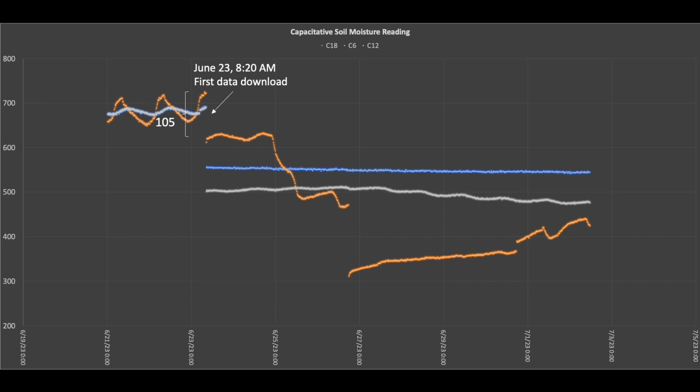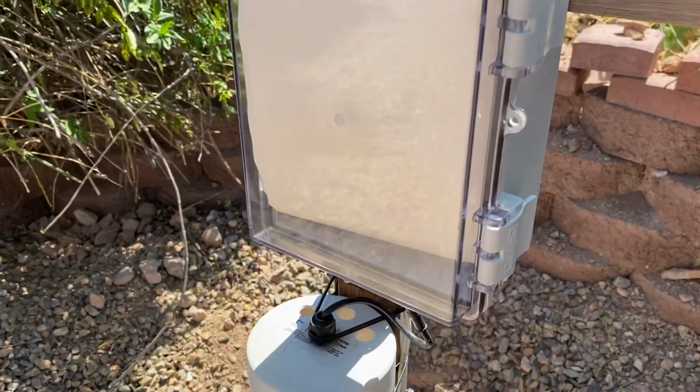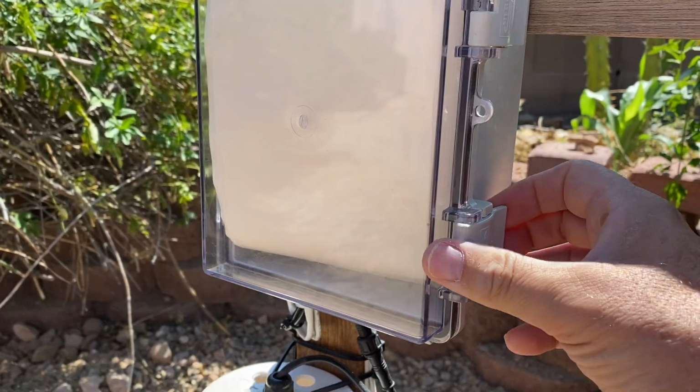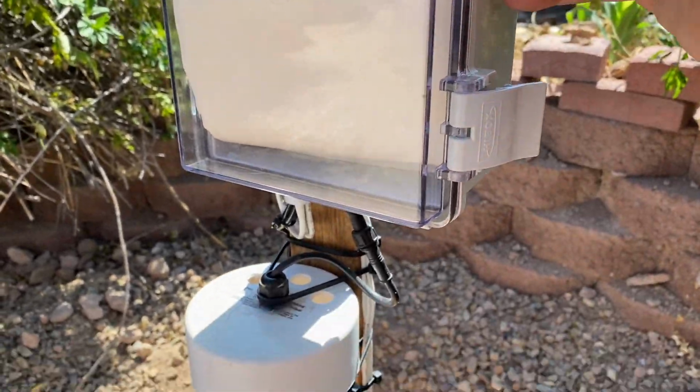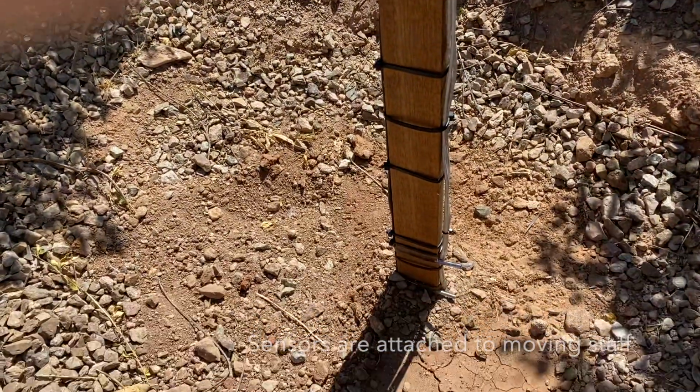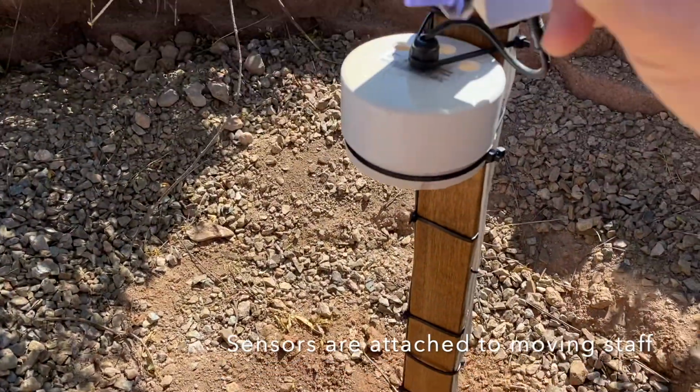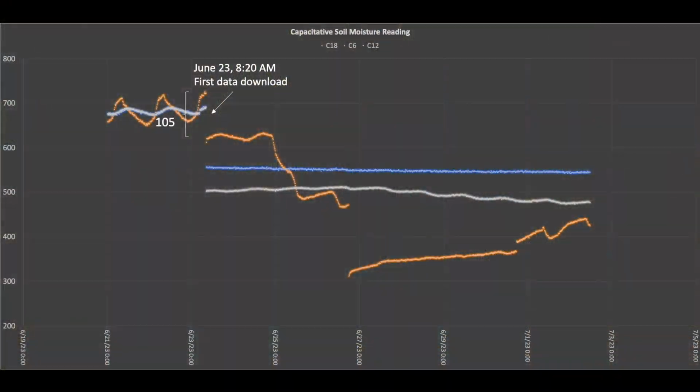This is obviously a problem, likely resulting from the sensors being slightly disturbed when I was opening and closing the electronics box attached to the staff for the same, with movement of the box amplified by the staff, which is acting as a lever. This suggests that capacitive soil moisture sensors are sensitive to the slightest movement and should be disturbed as little as possible to ensure consistency in long-term monitoring.